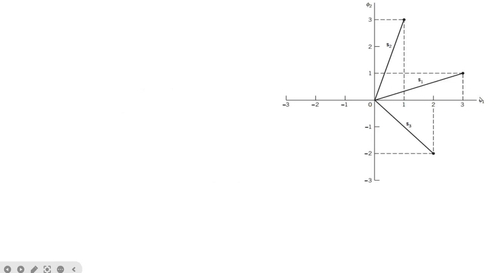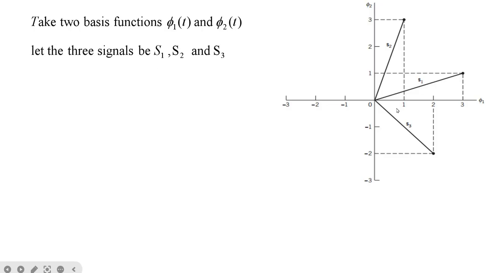Now here we'll take two basis functions, phi 1 of t and phi 2 of t, or simply phi 1 and phi 2. We are taking three symbols, s1, s2 and s3, and there are two basis functions. Always the number of basis functions should be less than or equal to the number of symbols, that is, n should be less than or equal to m. Here we are taking two basis functions, phi 1(t) and phi 2(t), and three signals s1, s2 and s3.